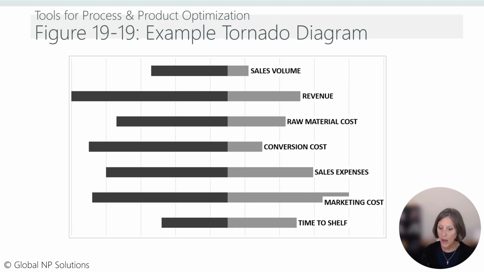Perhaps revenue can be optimized by offering the product through different sales channels. Similarly, raw materials costs may be optimized by selecting a preferred vendor or holding larger quantities of supplies in inventory. As each factor is addressed iteratively, the tornado diagram is updated.